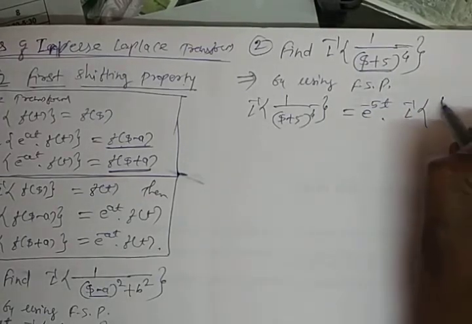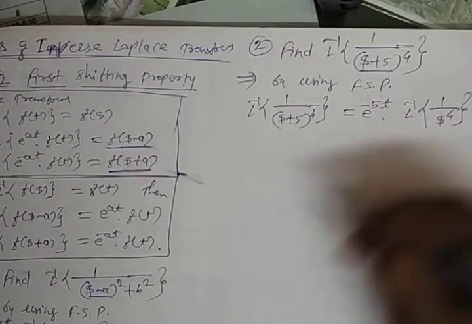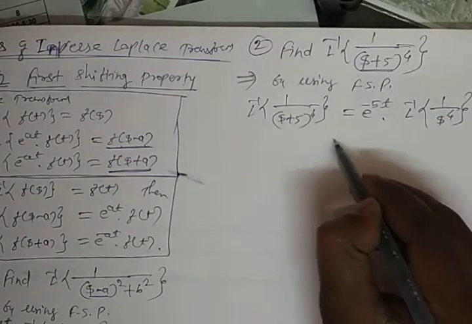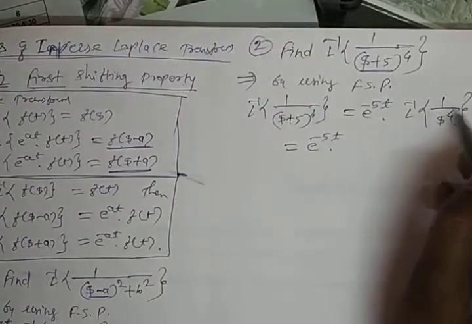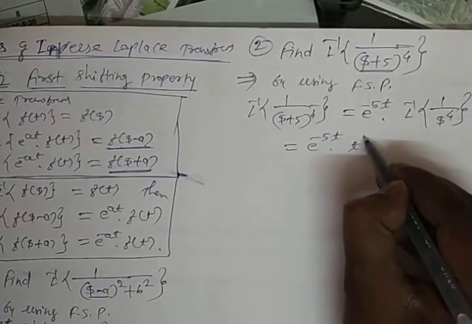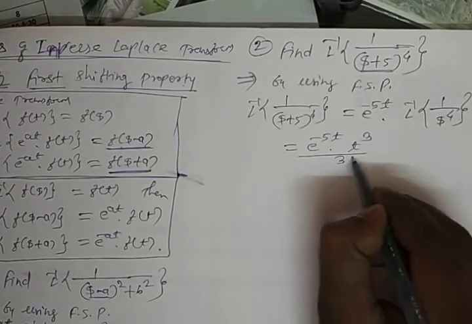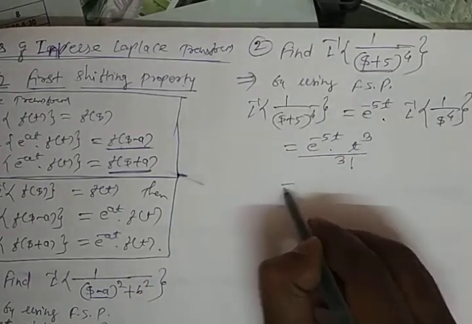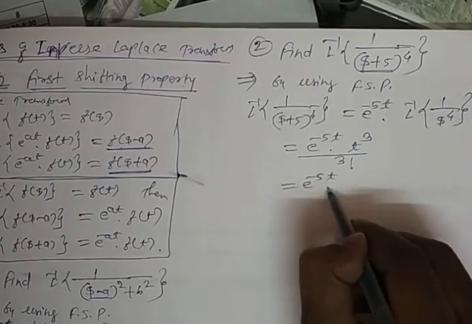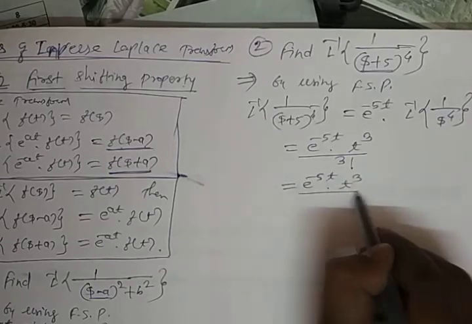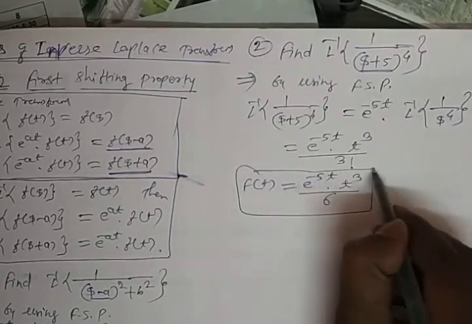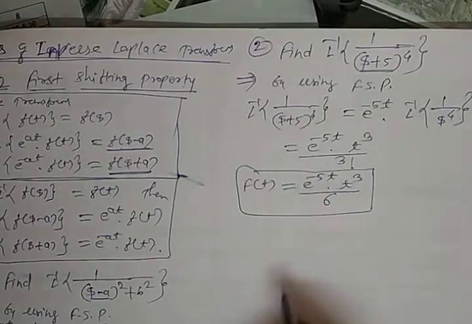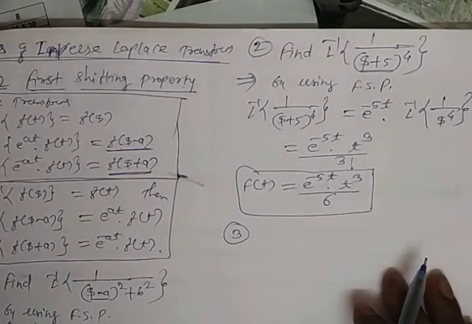into Laplace inverse of 1 upon s raised to 4. That is equal to e raised to minus 5t into, what is Laplace inverse of 1 upon s raised to 4? t raised to 3 upon 3 factorial. Finally this can be written as e raised to minus 5t into t raised to 3 upon 6. And this is the answer. It is very, very simple.